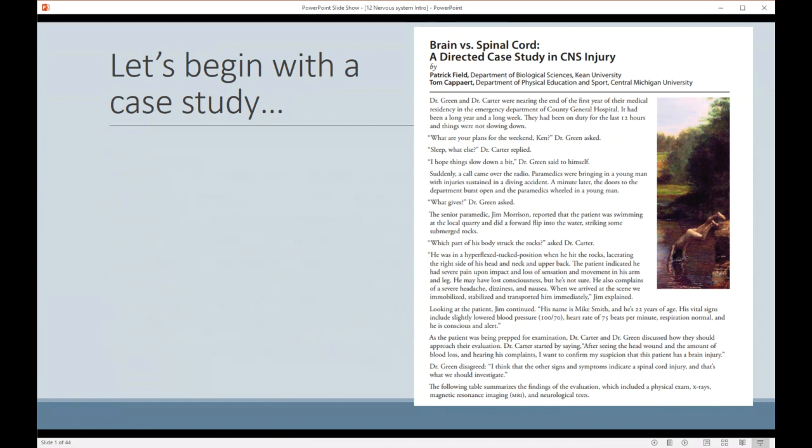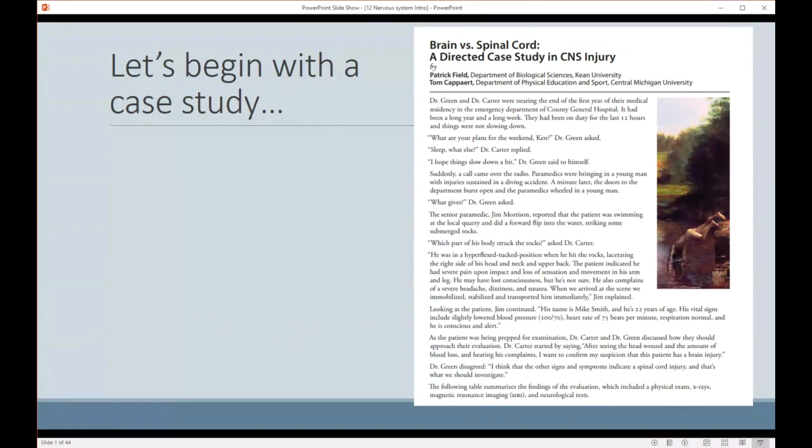"What are your plans for the weekend, Ken?" Dr. Green asked. "Sleep. What else?" Dr. Carter replied. "I hope things slow down a bit," Dr. Green said to himself. Suddenly, a call came over the radio. Paramedics were bringing in a young man with injuries sustained in a diving accident. A minute later, the doors to the department burst open, and the paramedics wheeled in a young man.